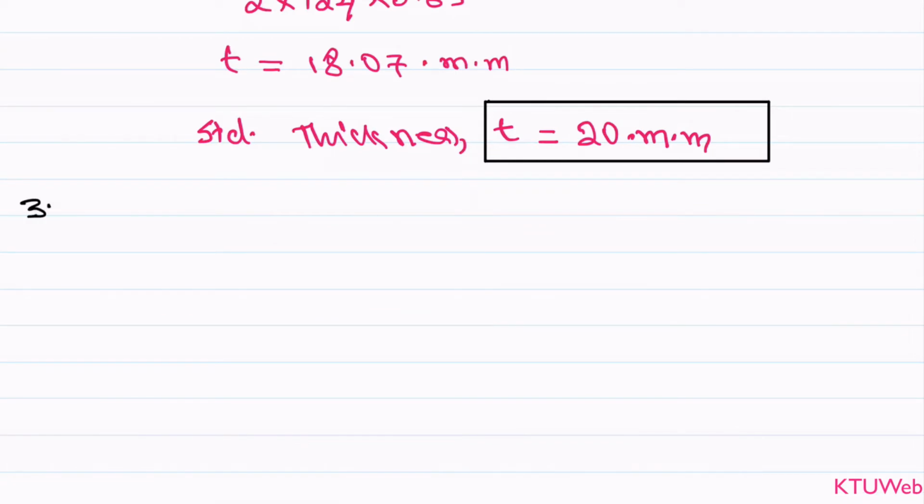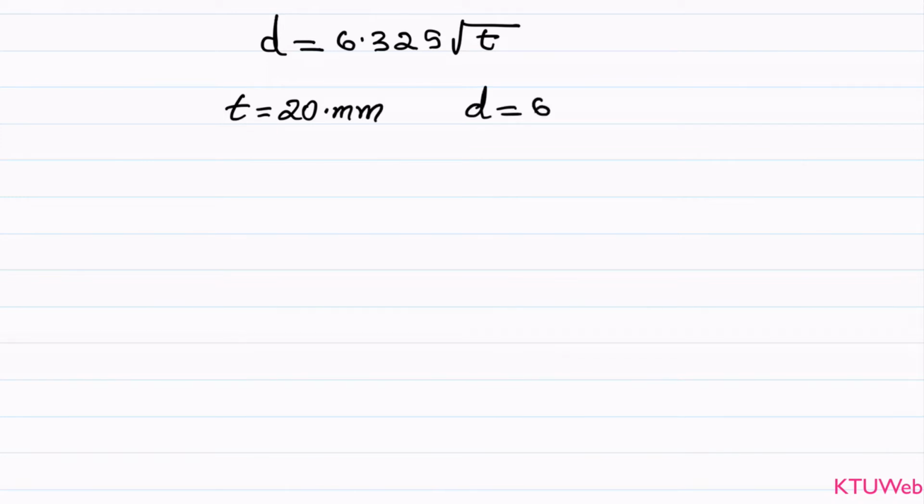In step 3, we are going to find the diameter of a rivet hole. As you know, the diameter of the rivet hole can be found from Unwin's formula. As we did in the previous problem, the diameter of rivet hole D is given by 6.325 root of thickness of plate. Here we have T is equal to 20 mm, and hence D is equal to 6.325 root 20. Upon solving, you will get D is equal to 28.28 mm.